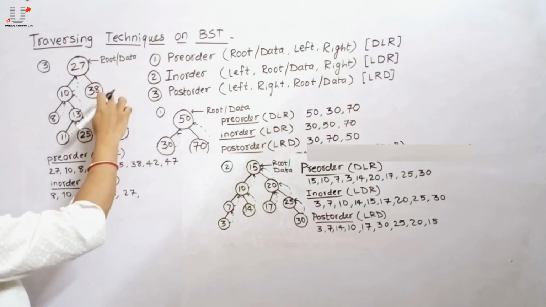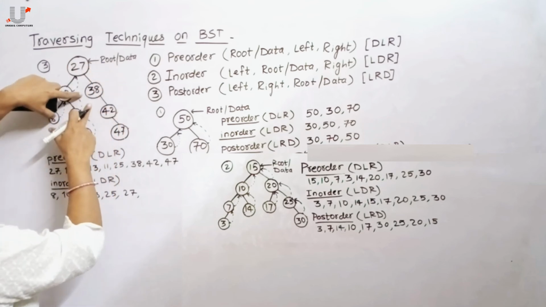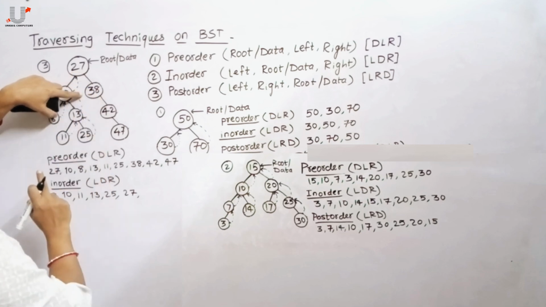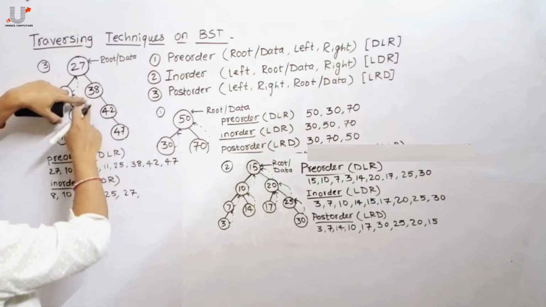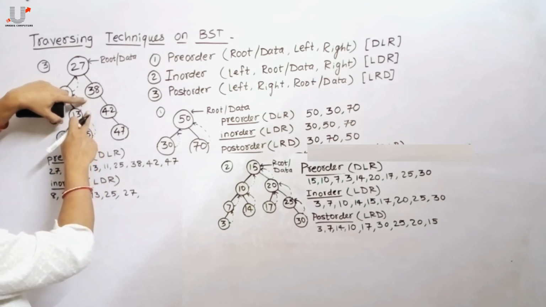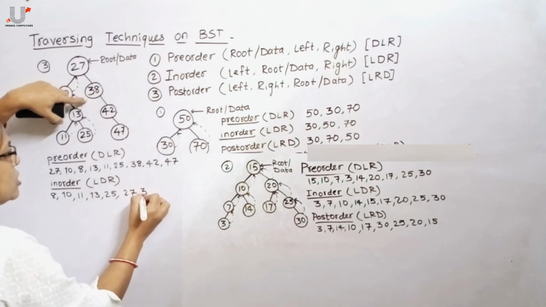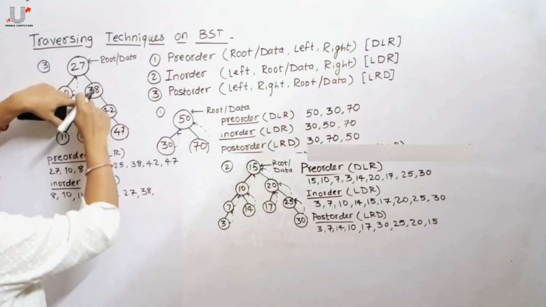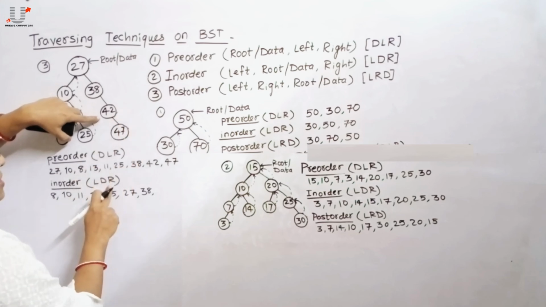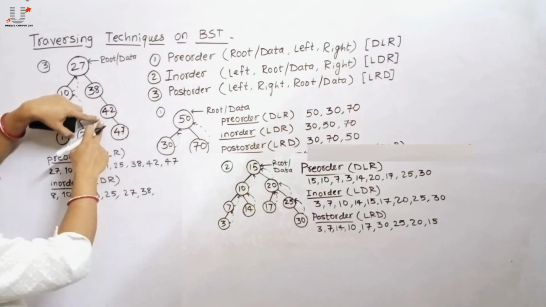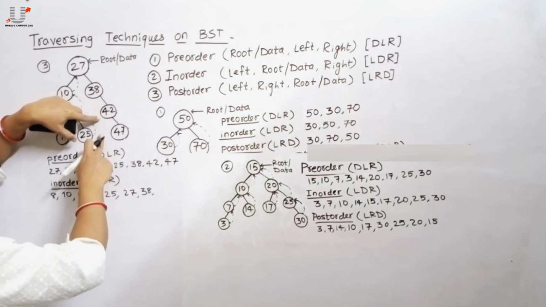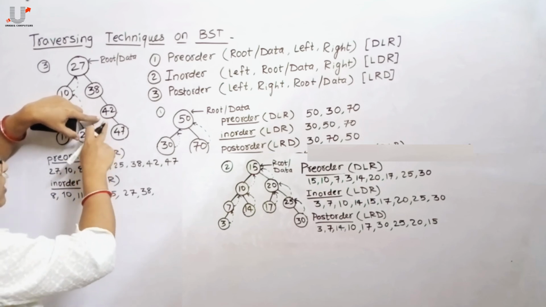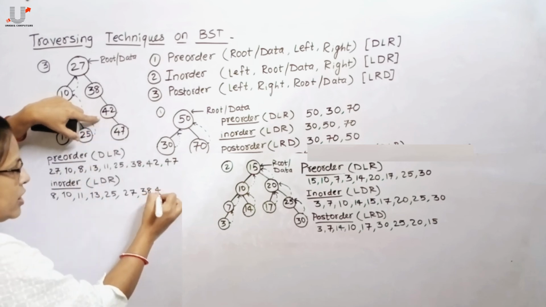After processing this 27, control will transfer to the right subtree. As this 38 is the right subtree for this 27, again apply LDR for this 38. As no left subtree is present for 38, that means 38 itself gets processed. Then control will transfer to R, the right subtree, as 42 has not yet been processed. So again apply LDR. As no left child is present for this 42, 42 itself gets processed.